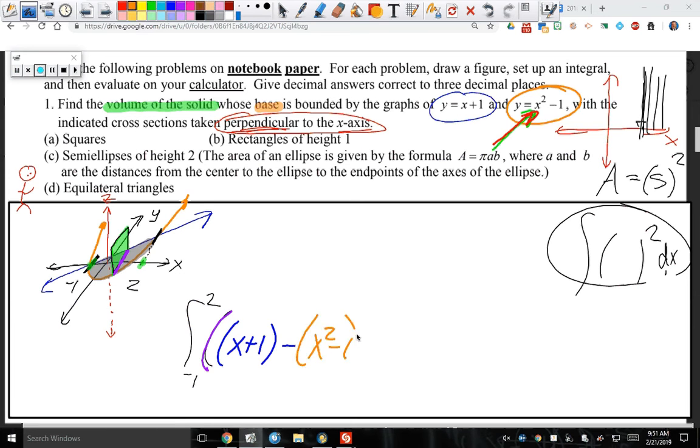Notice that I am writing these functions in terms of what? X. Because I'm integrating with respect to x. And then I will close my parentheses, and I will make sure that I do what right now that a lot of people forget? Dx, but also squaring it, because it's side squared. And guys, whatever you get from that, that's going to be the volume.